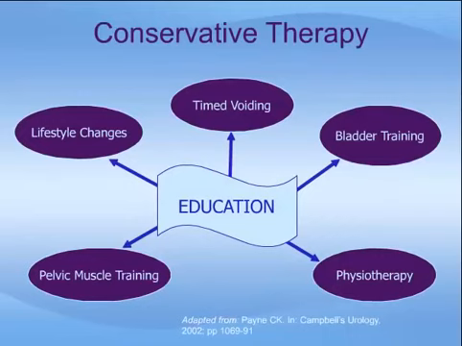Conservative therapy includes things such as lifestyle changes, timed voiding, bladder training, physiotherapy, and pelvic floor muscle training. Successful conservative treatment is centered around patient education, which is precisely why you are viewing this presentation right now. Education leads to understanding of normal bladder and pelvic floor function, and can improve your ability to self-regulate those functions. Without proper education, other behavioral modifications and physical therapy will likely fall short of their potential.